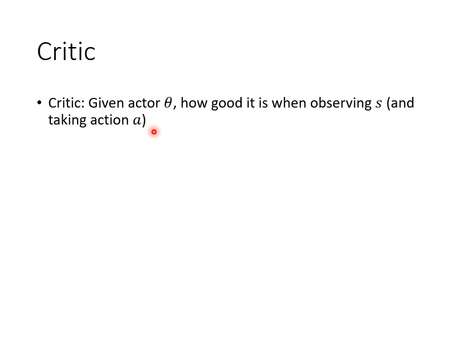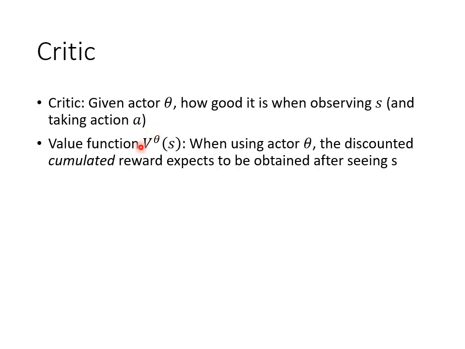Maybe it is still a bit abstract, so let's be more specific. We give an example, and it will be used later. You can use it in your homework. This critic is called value function. We use uppercase V theta of S to represent this value function. What is its input? Its input is S, which is the current state of the game. For example, the screen of the game.